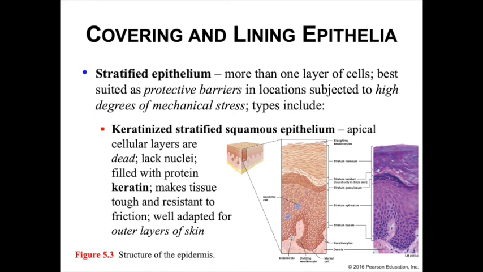So keratin is a nice protein that makes a nice water-resistant layer and provides extra protection. So we see it on the top layer of our skin. And underneath that will be the actual squamous cells that are stacked on top of each other to make it stratified squamous. Provides really good protection.